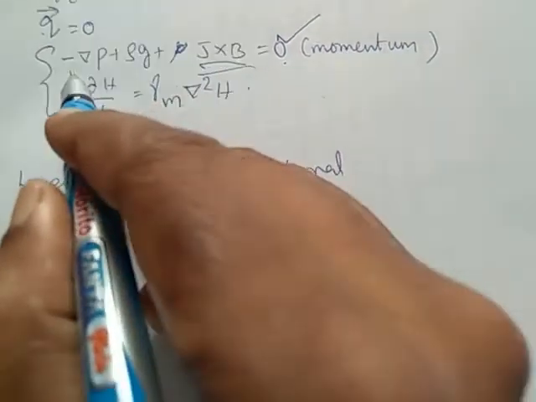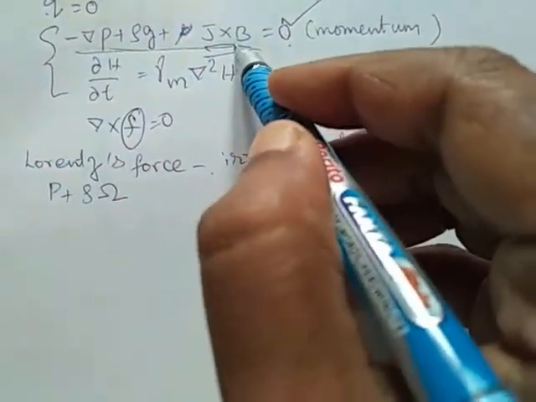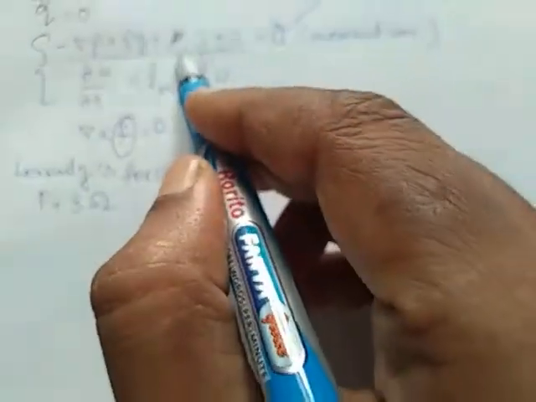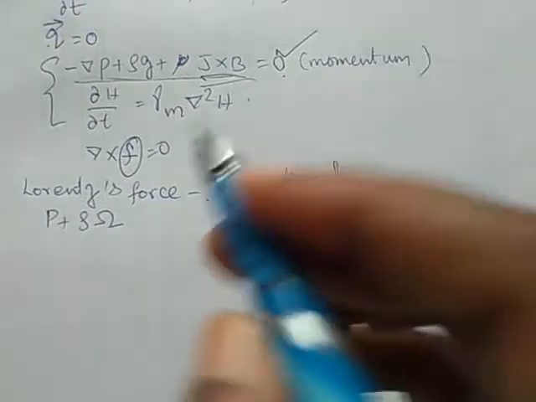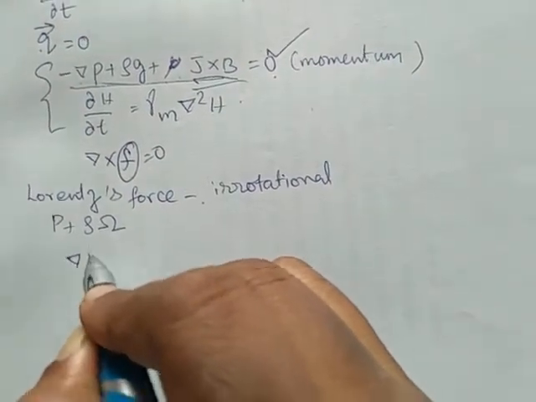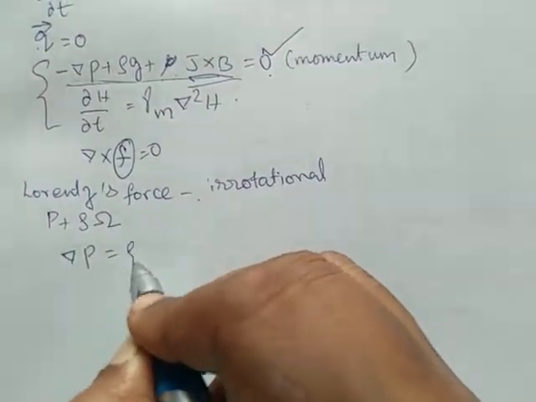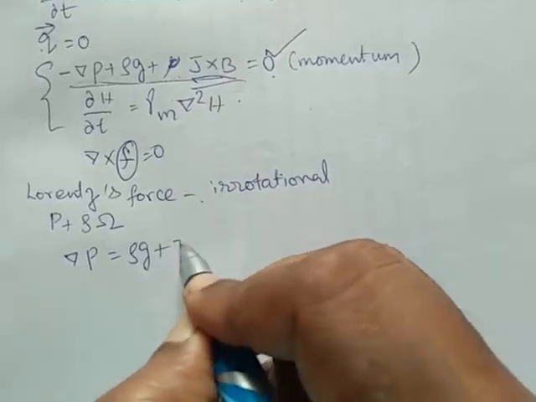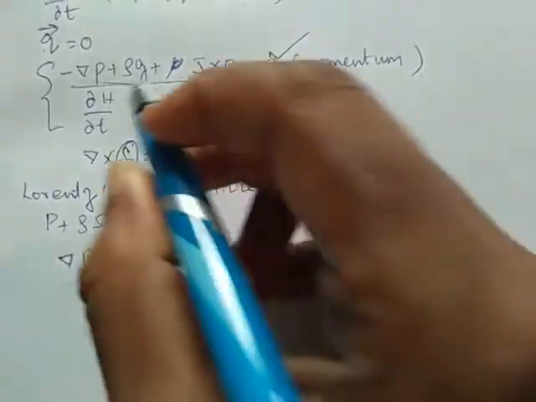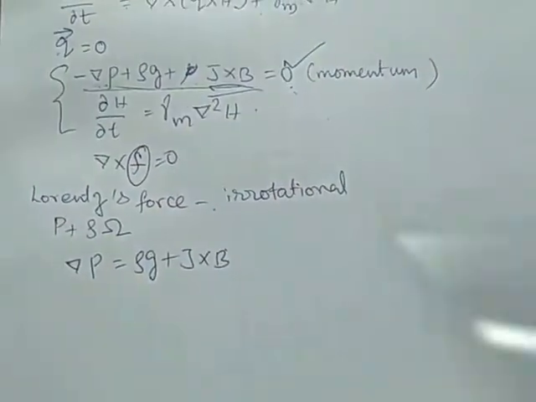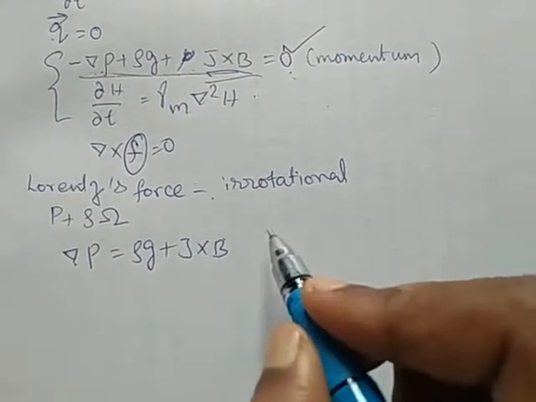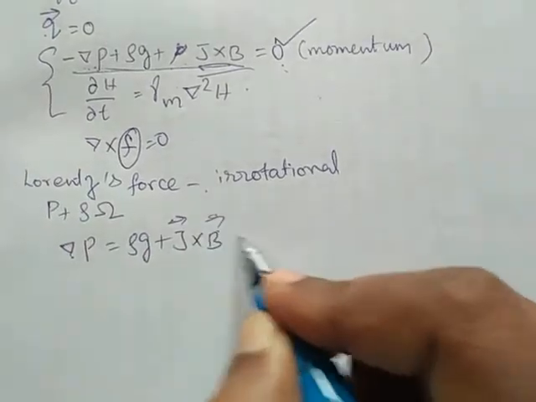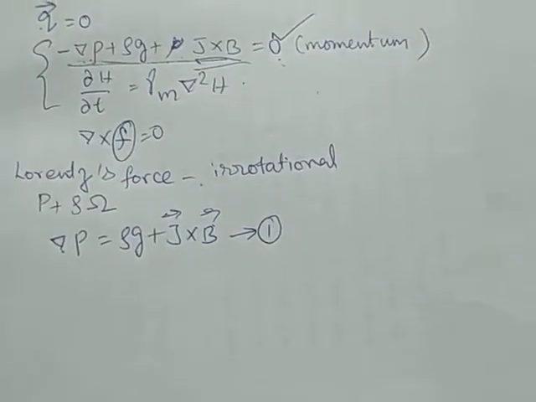To prove this, we will consider the momentum equation in magnetostatic form. What is our momentum equation? We can write this as del P is equal to rho G plus J cross B. I am shifting del P to the RHS, so we get del P is equal to rho G plus J cross B. I'll take this as equation 1.